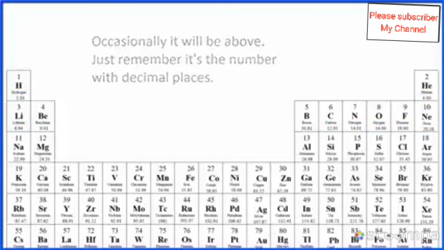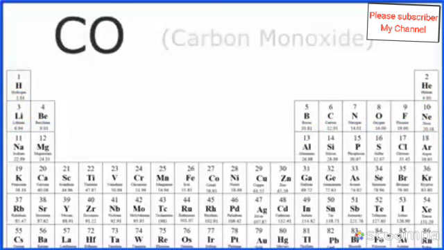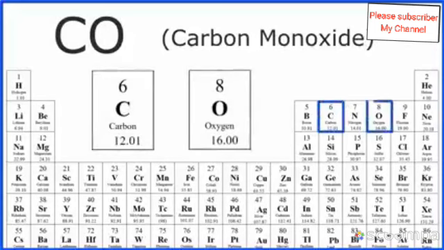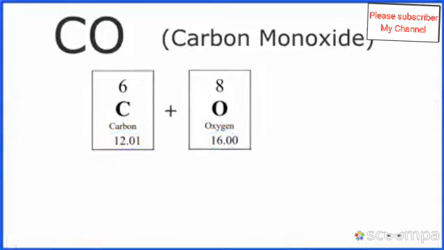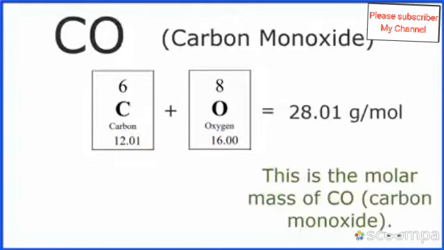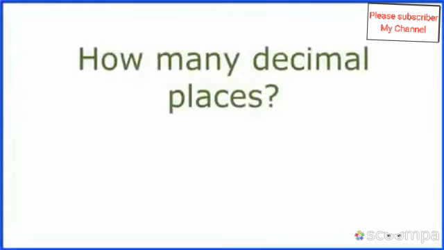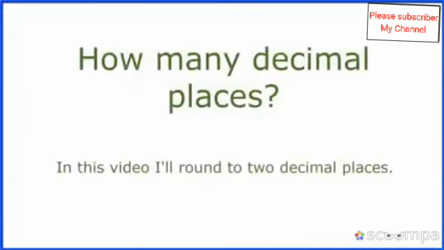Let's find the molar mass for carbon monoxide. So we go to the periodic table, we find carbon, and we find oxygen, and we see the atomic mass there right below the element symbol. To find the molar mass, we add those two numbers together, and we add the units, gram per mole, and we're done. We've found the molar mass. You may have noticed that in the previous example, I rounded to 2 decimal places. Make sure you know what your teacher requires.